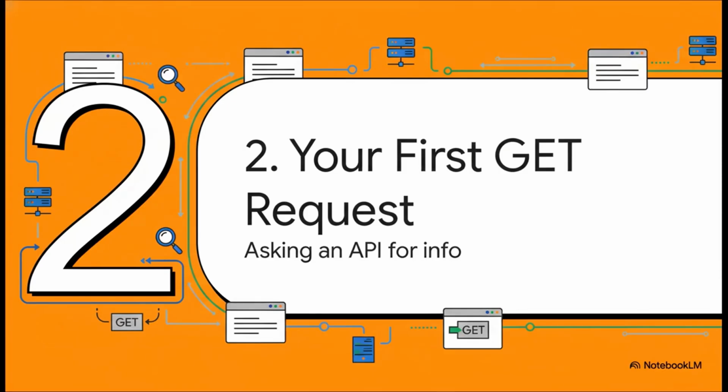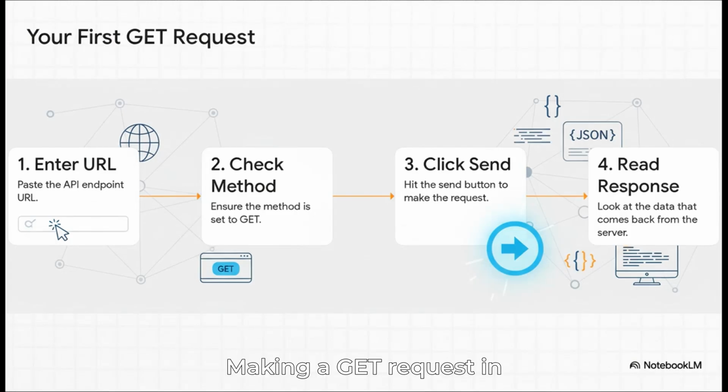It's awesome. All right, let's get our hands dirty. The most common type of API request you're ever going to make is a GET request. It's basically just like typing a URL into your browser. You're just asking a server to get you some information. Simple as that. Making a GET request in Postman is incredibly easy.